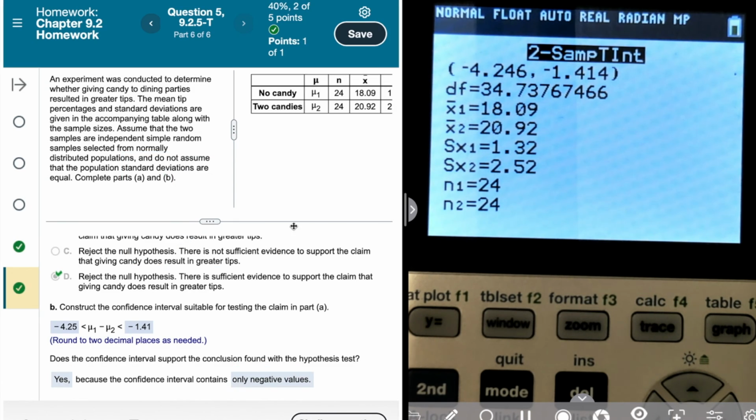All right, so if you're a server in a restaurant, statistics just helped you get some more money.